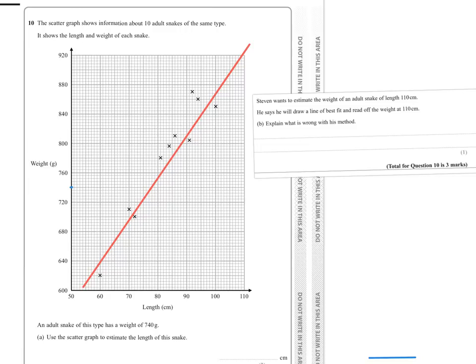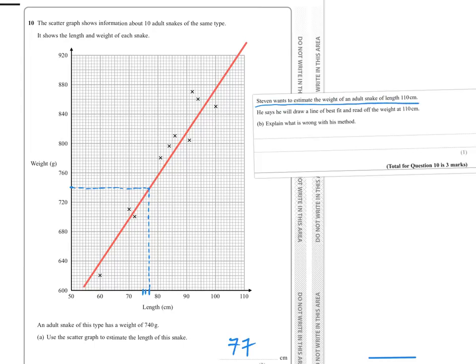So as long as it roughly goes through all the points, I guess looking at it I could probably move this slightly closer this way. Okay, so let's read along from 740, which you must do with a ruler in your exam, and then read down here, and I get 75, 76, 77 centimetres.